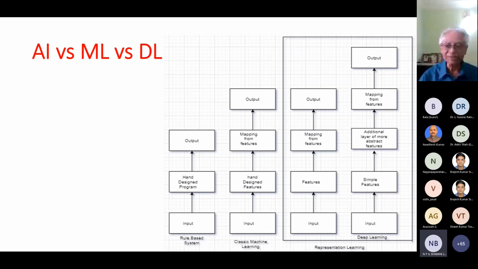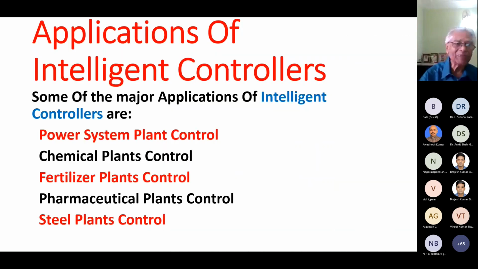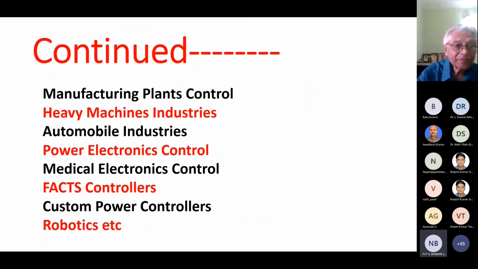Similarly, AI versus machine learning versus deep learning. And then applications of intelligent controllers. Some of the major applications of intelligent controllers are power system plant control, chemical plants control, fertilizer plants control, pharmaceutical plants control, steel plants control, manufacturing plants control, heavy machines industries, automobile industries, power electronics controls, medical electronics control, FACTS controllers, custom power controllers, and robotics. So these are some of the latest applications of intelligent control, along with adaptive, semi-intelligent, that is adaptive and intelligent controllers. That's why I've merged them together, and these are the major applications in this area.